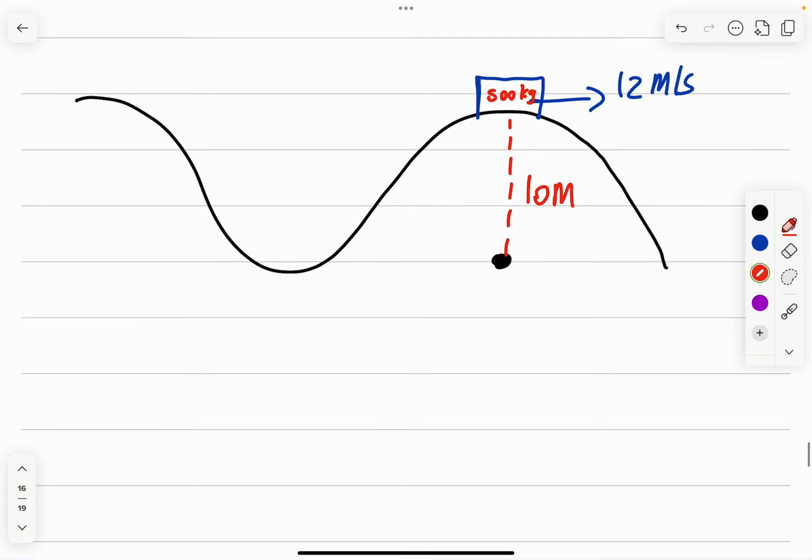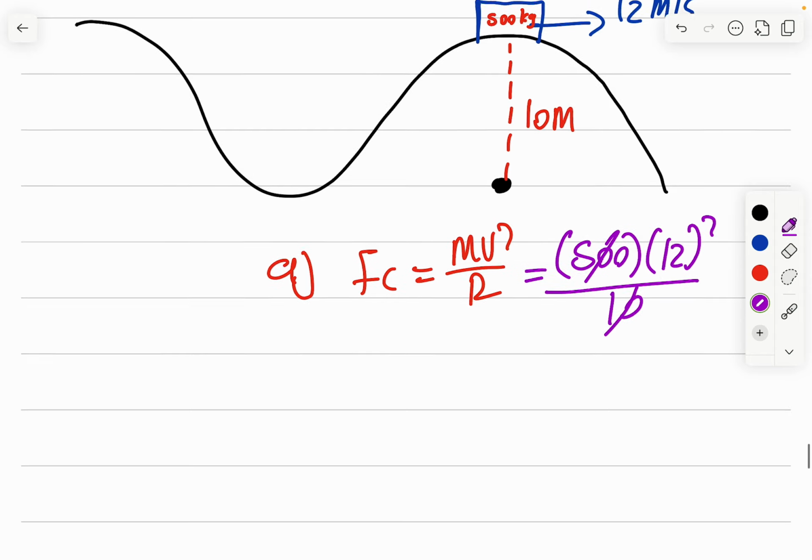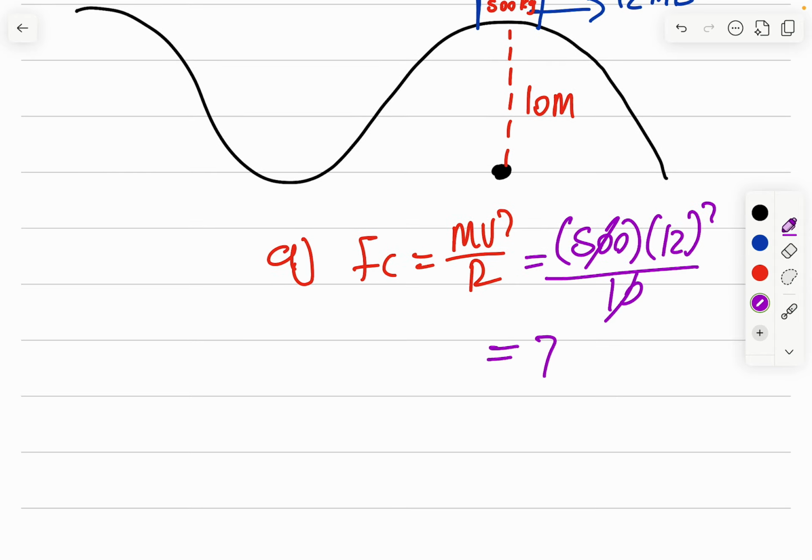To calculate the centripetal force, the formula does not change. Centripetal force equals mv squared divided by the radius. The mass is 500, velocity 12 all squared, radius 10. This can cancel that one there. We remain with 50 multiplied by 12 squared. I'm going to have 7,200.